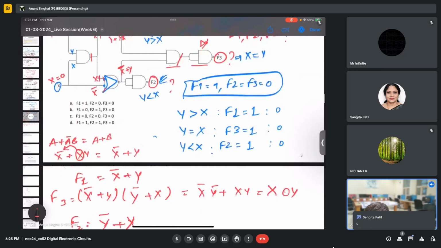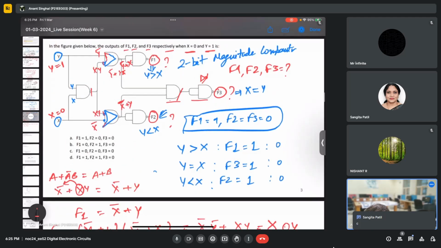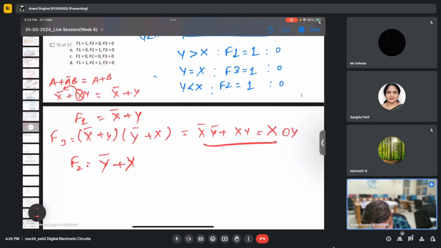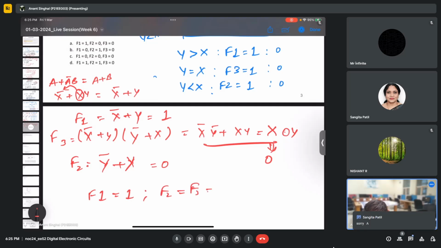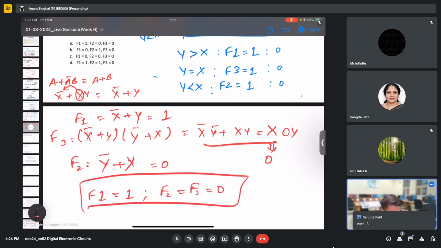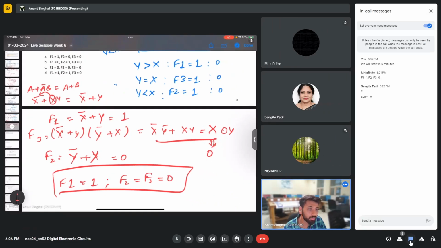So if I now put, what is the question? X is 0 and y is 1. So basically they are not equal, so x nor will be 0. Then we have a y as 1, so this is the complement, so 0 plus 0 will be 0, and here we have a y 1, so 1. So this is how we are getting f1 is 1 and f2 and f3 are 0. Okay, so I have an answer.